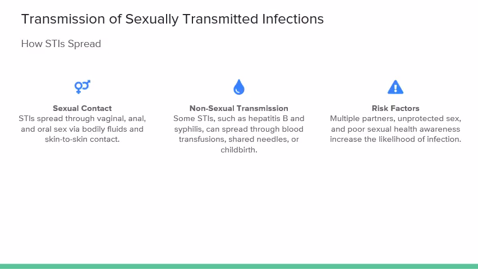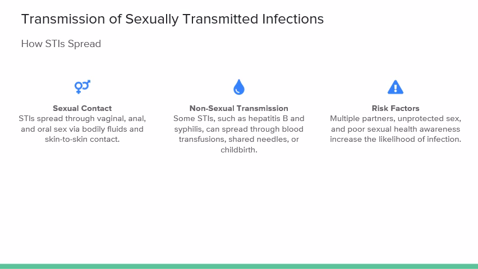STIs primarily spread through sexual contact, but other transmission routes exist. Understanding how STIs spread is crucial for prevention. The most common mode is through sexual contact, including vaginal, anal, and oral sex. Many STIs spread via bodily fluids such as semen, vaginal fluids, and blood. Others, like herpes and HPV, spread through direct skin-to-skin contact.